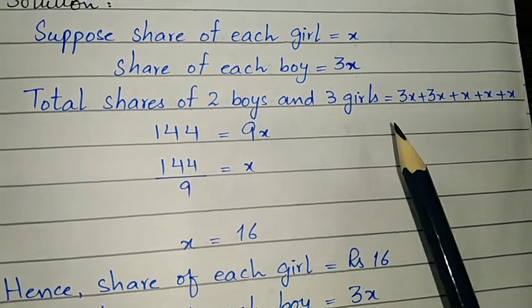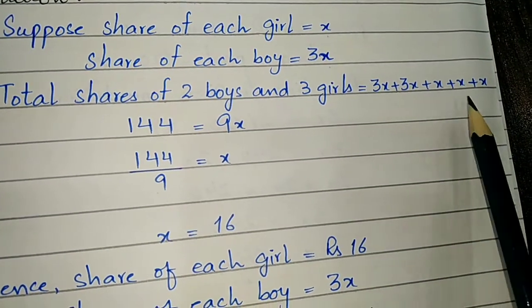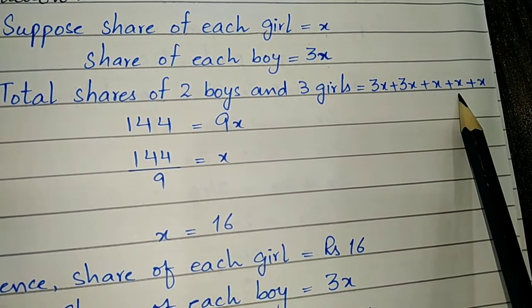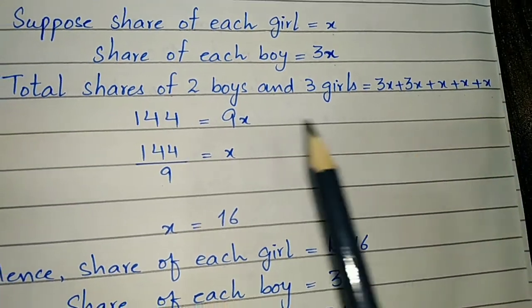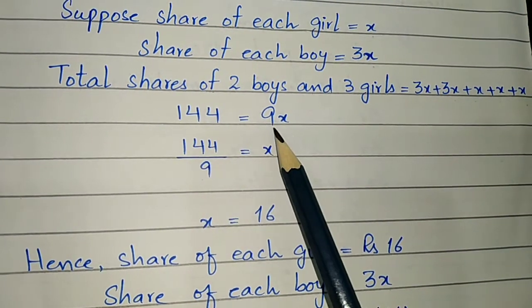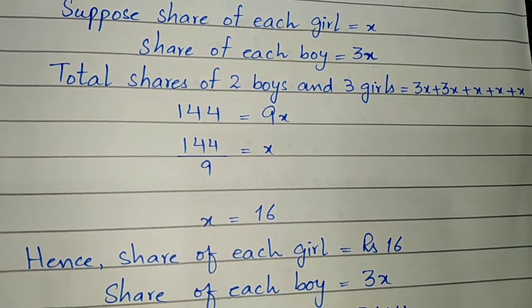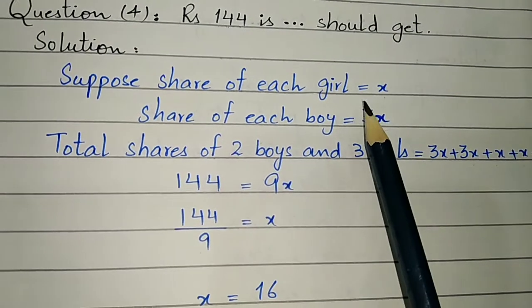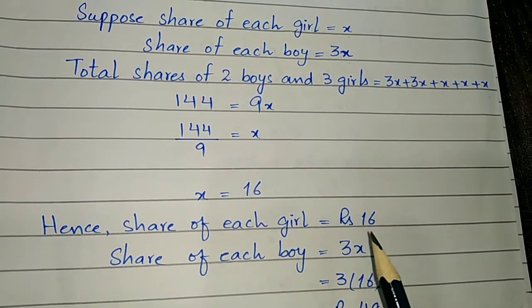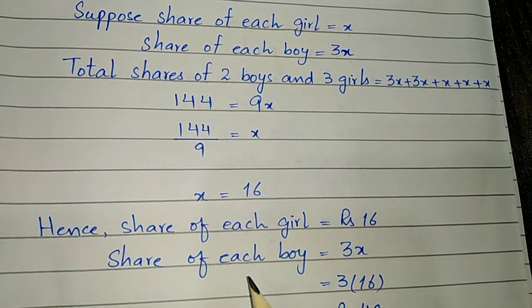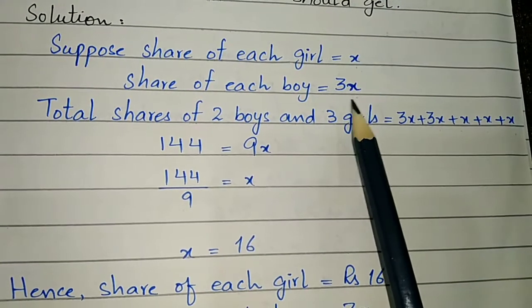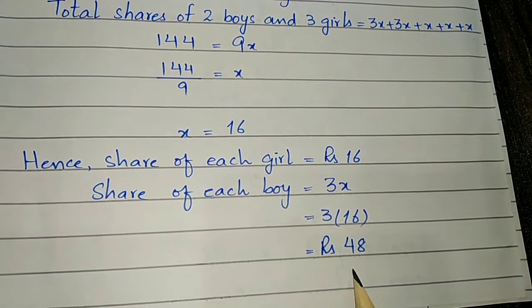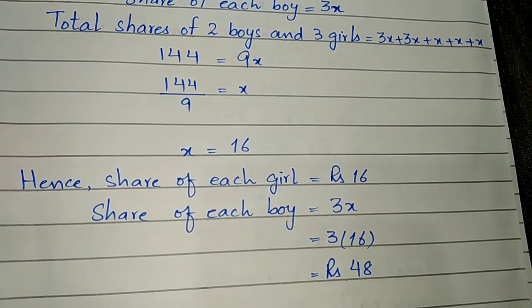So 144 will be equal to 3 plus 3, they are all like terms, so they are going to be added. 3 plus 3 is 6, plus 1 is 7, plus 1 is 8, plus 1 is 9, so it will be 9x. 144 over 9, because 9 is multiplying with x, so it will be divided on the left hand side, and we get x is equal to 16. And x is the share of each girl, so it means the share of each girl is rupees 16, and for the share of a boy we have to take 3 times x, so 3 times 16 is rupees 48. So each boy gets 48 rupees and each girl gets 16 rupees.